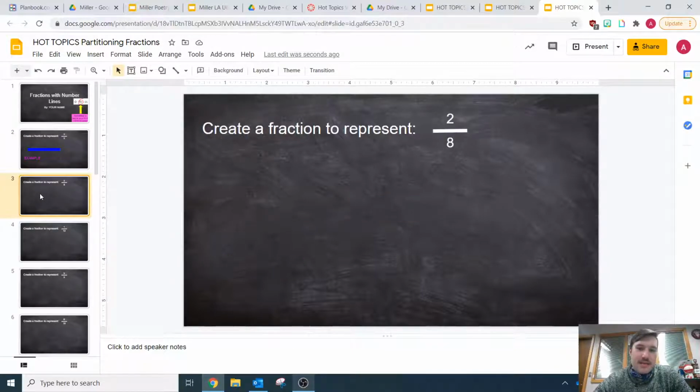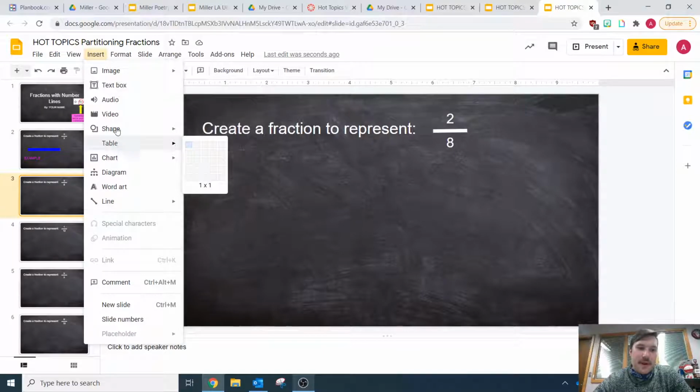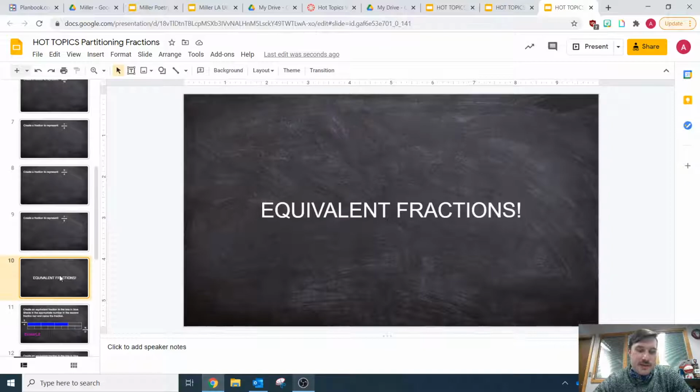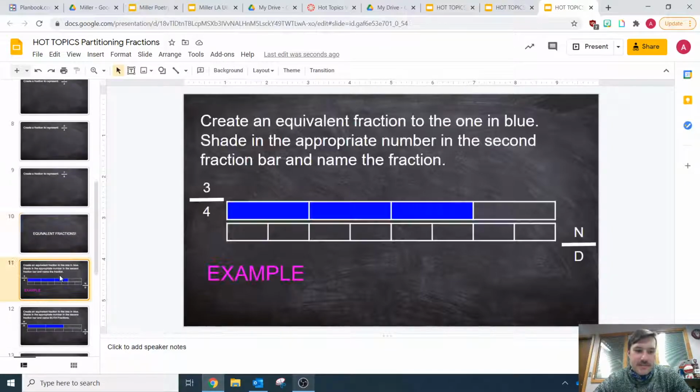boxes I have. So when I go down here to the next one, 2/8, create a fraction that represents 2/8. I'm going to go down to Insert, all the way down to Table, and create a fraction bar that has 8 boxes. And then my numerator will tell me how many to shade in. As you're creating these fractions, you're going to notice that it switches in the middle to equivalent fractions.